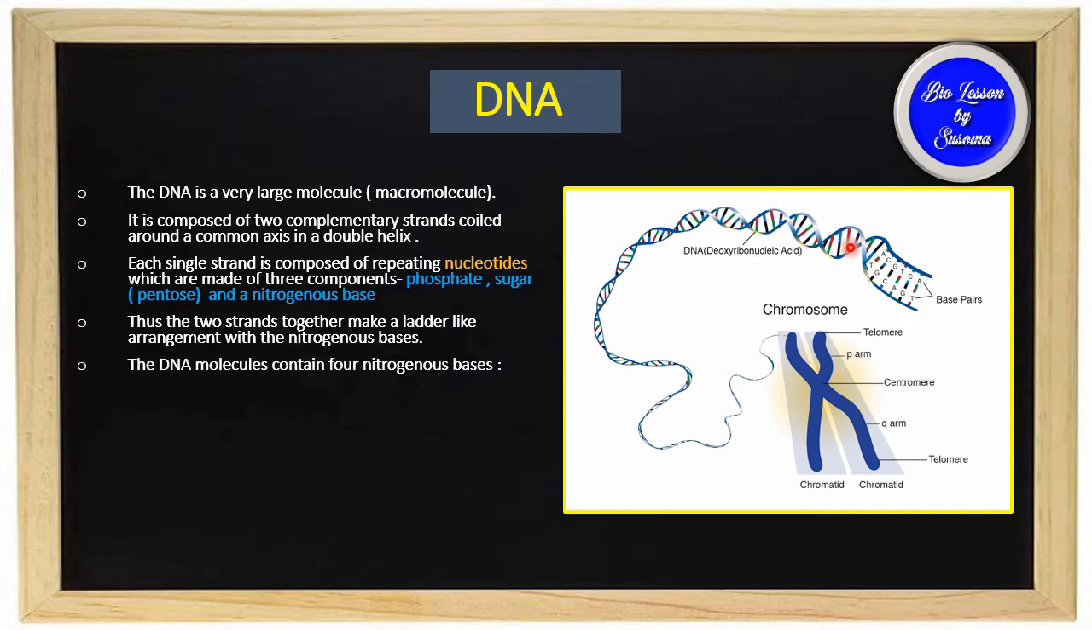The DNA molecules contain 4 nitrogenous bases, and these 4 nitrogenous bases are adenine, guanine, cytosine, and thymine. Now, adenine is denoted as A, guanine as capital G, cytosine as capital C, and thymine as capital T.